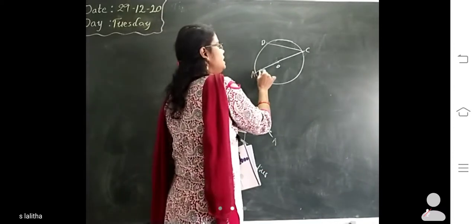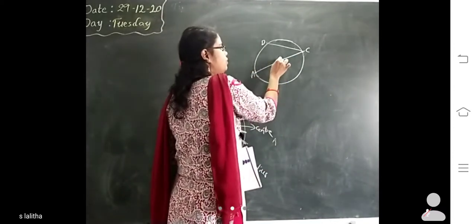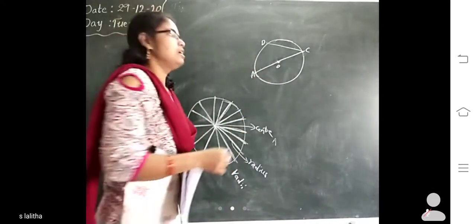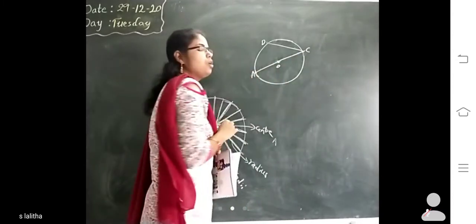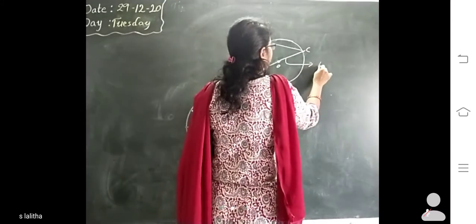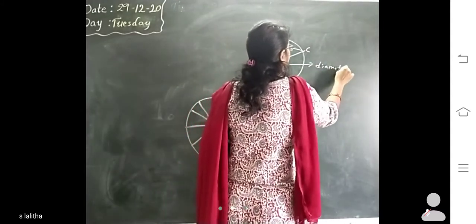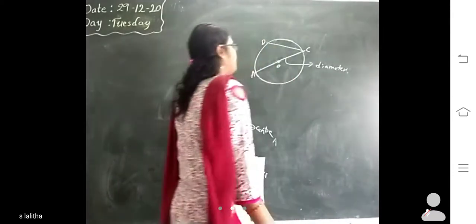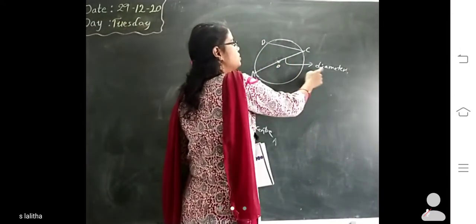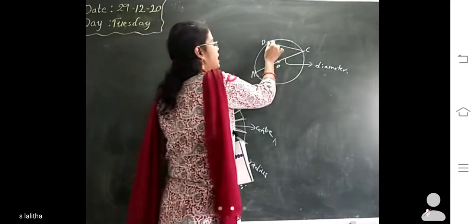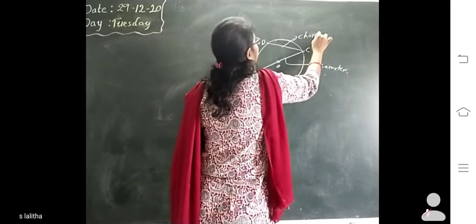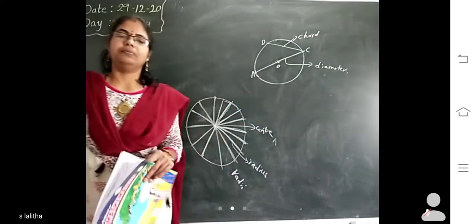But here AC is passing through the center point O. So that's why this line segment is called diameter. The line segment passing through the center point O is called diameter. The line joining two points on the circle is called chord. C-H-O-R-D, chord.